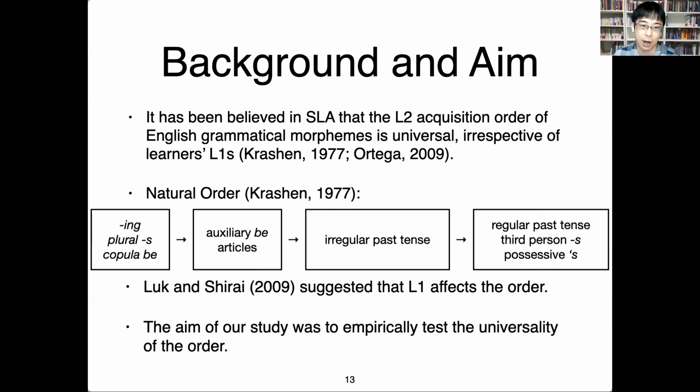So they first acquire ING, plural S, copular B, before they acquire auxiliary B and articles, which in turn are acquired earlier than irregular past tense, which in turn is acquired earlier than regular past tense, third person S, possessive S. Luke and Shirai, however, suggested that L1 seems to affect the order. They looked at the previous literature and suggested that L1 does affect the order. So the aim of our study was to empirically test the universality of the order based on learner corpora data.